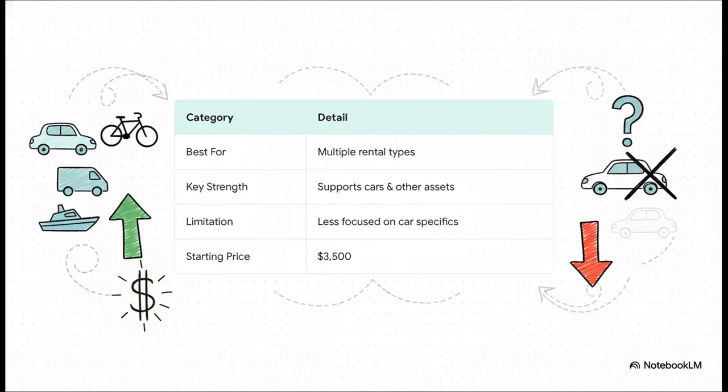As you can see, this creates a really clear trade-off. It's perfect if your business rents out all sorts of different things. But if you're only focused on cars, you might find it's missing some of those little car-specific details. That higher starting price also reflects its much broader scope.